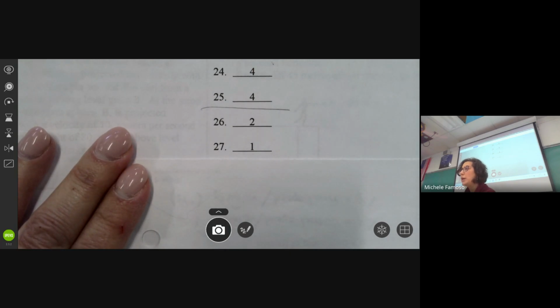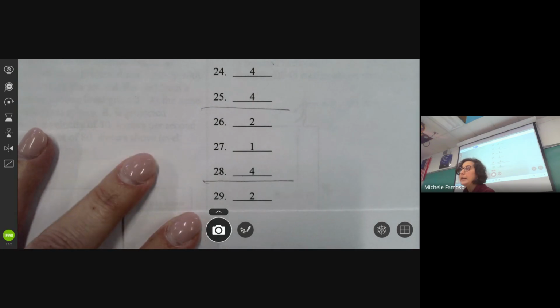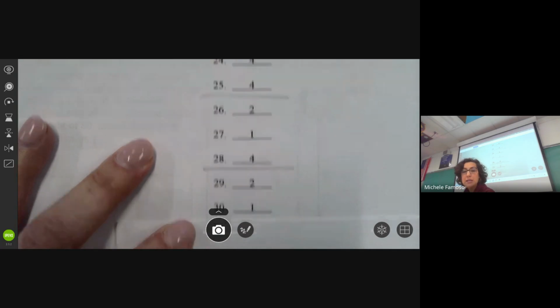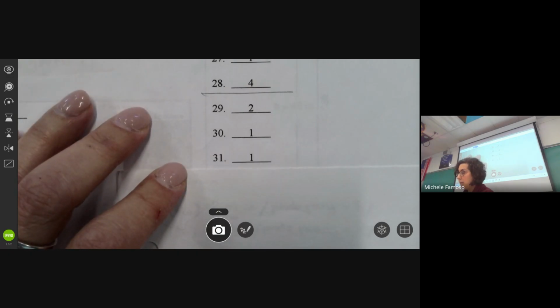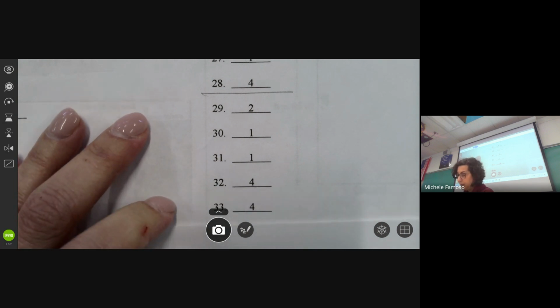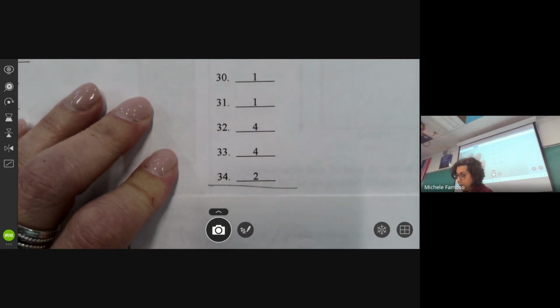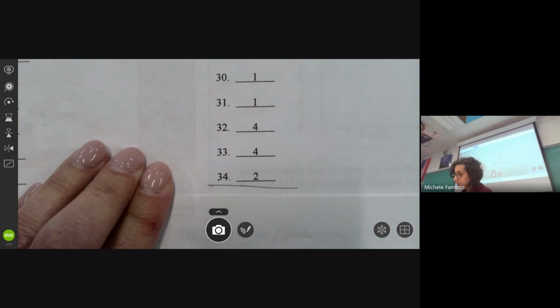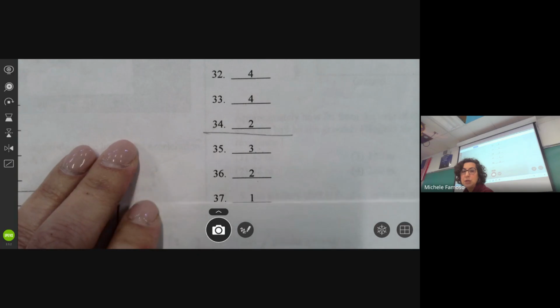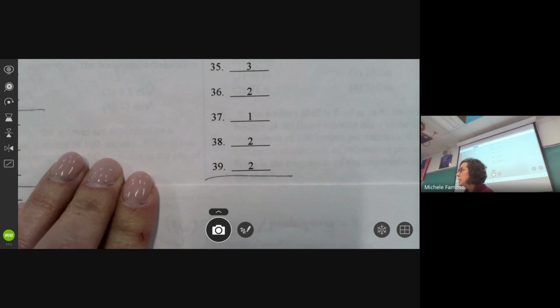25 is 4. 26 is 2. 27 is 1. 28 is 4. 29 is 2. 30 is 1. 31 is 1. 32 is 4. 33 is 4. 34 is 2. 35 is 3. 36 is 2. 37 is 1. 38 is 2. 39 is 2. And the last multiple choice, 40, is 3.